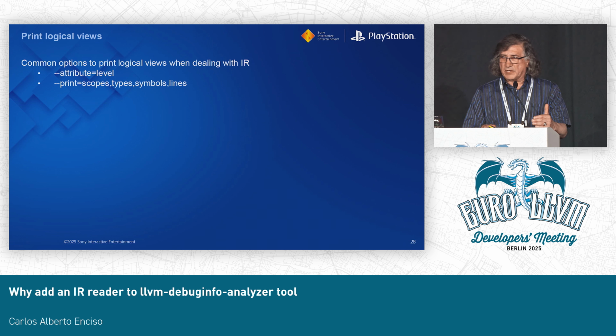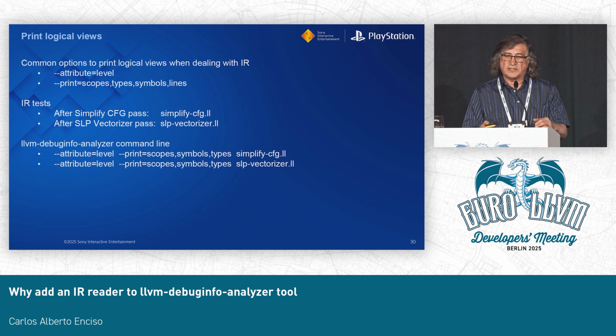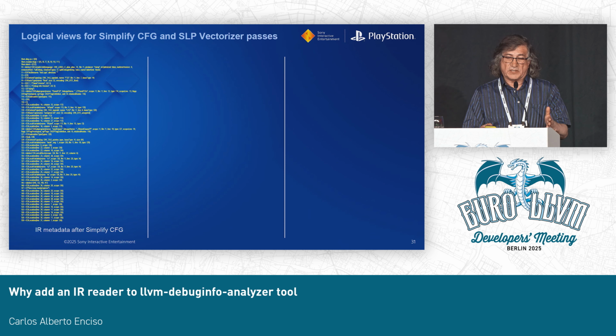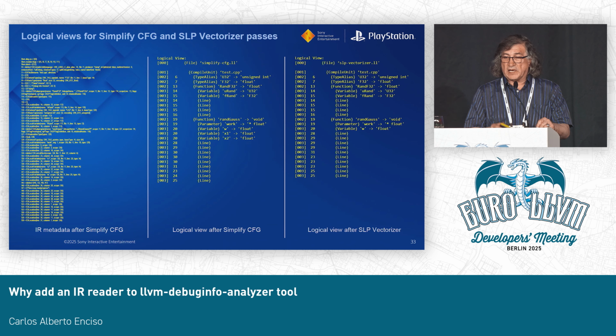Let's move a little bit to how we print the logical views. These are the common options when dealing with the IRs. These are the test cases after those specific passes, the simplified CFG pass and the SLP vectorizer pass, and the names of the IRs. And this will be the full command line for the tool. These are the results. On the left is the standard IR metadata after simplified CFG, and this will be the logical view after simplified CFG, and the logical view after SLP vectorizer.